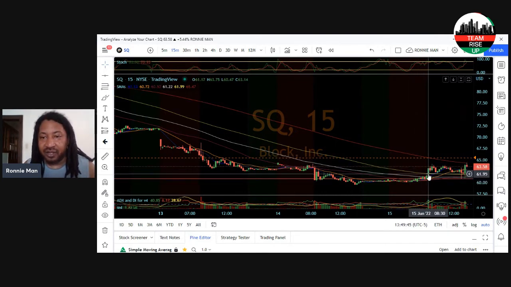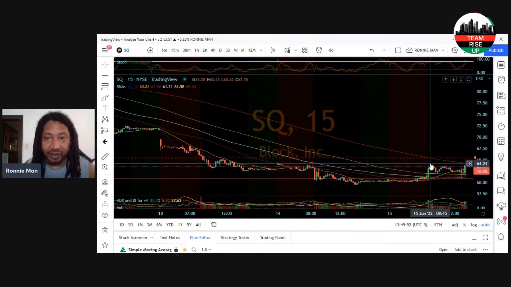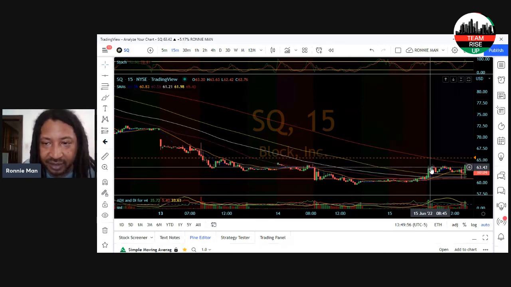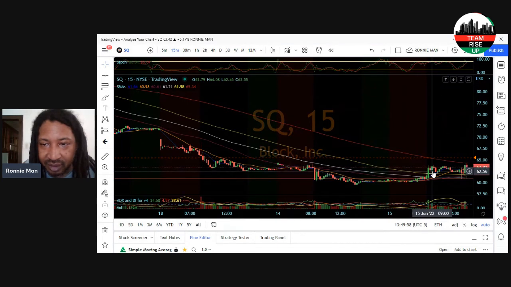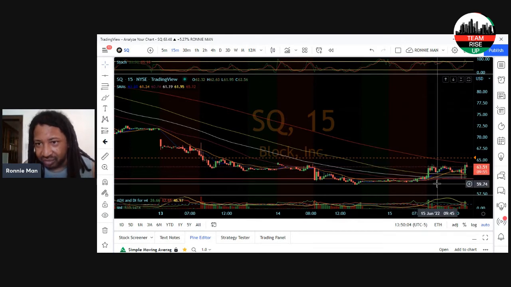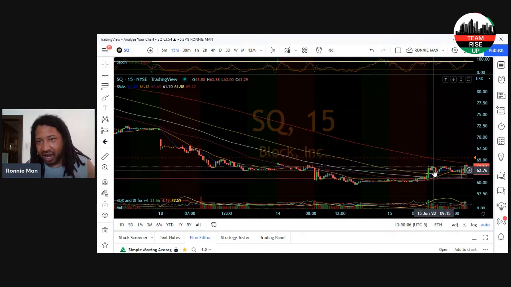Because right here, we got good volume. Right here, we ain't get nothing. Matter of fact, we didn't even create a higher high. I would have felt even better if we had created a higher high, but we didn't. Rejected. Next candle, got plenty of volume, but where did it go? Yeah, it created a higher low.